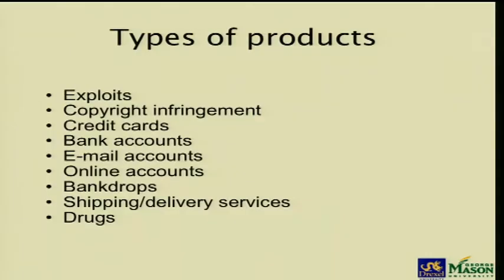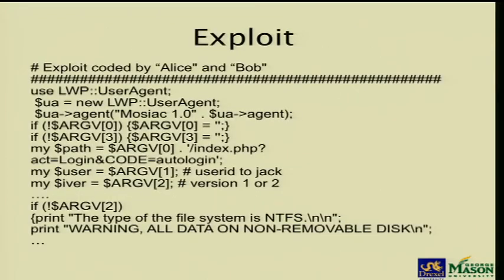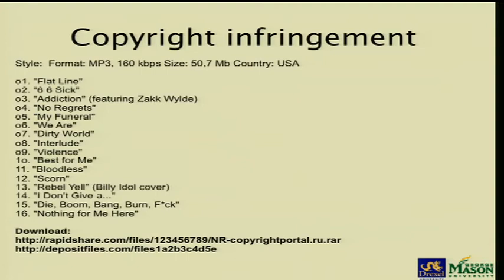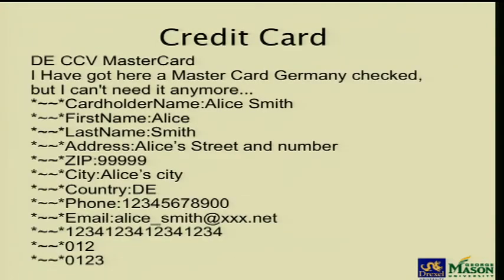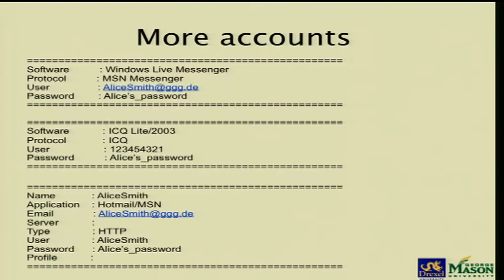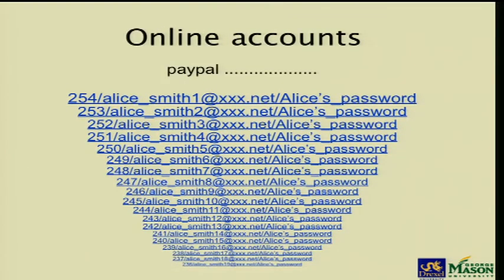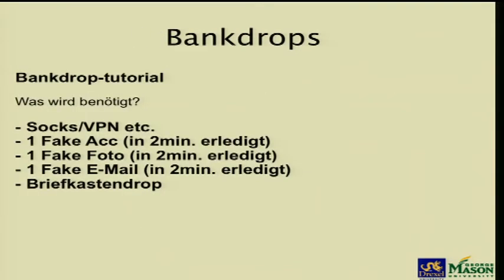And we have all these different types of products, like the main ones would be exploits, copyright infringement, credit cards, bank accounts, email accounts, all possible kinds of online accounts, bank drops, shipping, delivery services, and drugs. And these all have different formats, and we need to detect them in an efficient way. For example, an exploit will contain a lot of code, and this is the copyright infringement format, and credit card information, bank account information, a lot more accounts, online accounts, and bank drops.